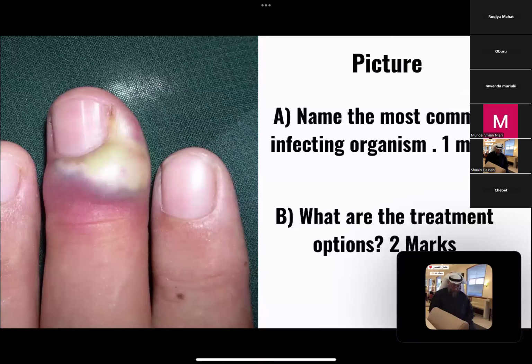With regards to the hand, this is paronychia, which is an infection of the nail fold. For you guys, I want you to know a number of things with regards to the hand. I want you to know paronychia, the nail fold infection caused by organisms like staph. Initially, you may treat with antibiotics, but later you will need incision and drainage. That is paronychia.